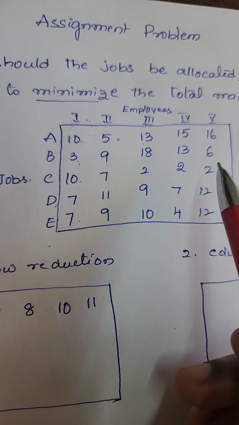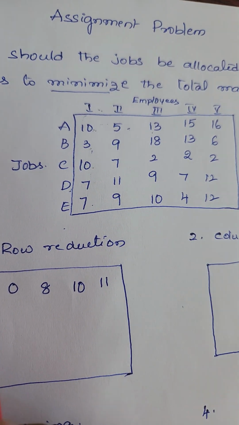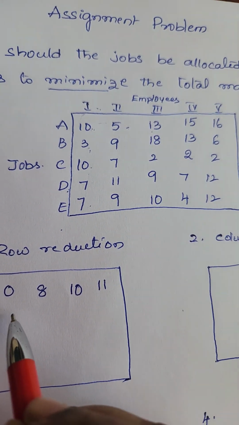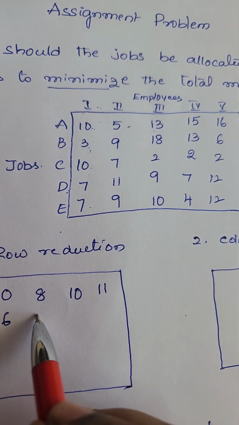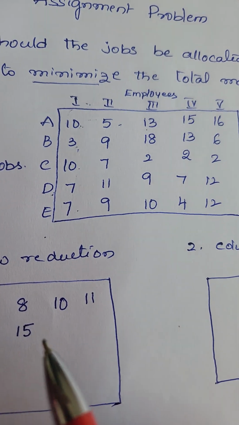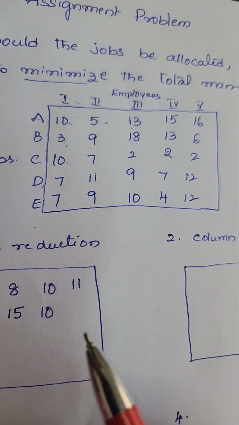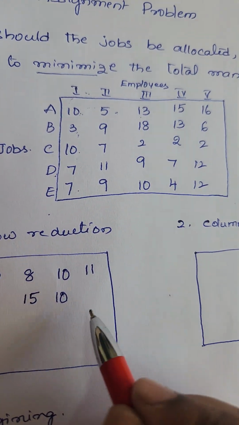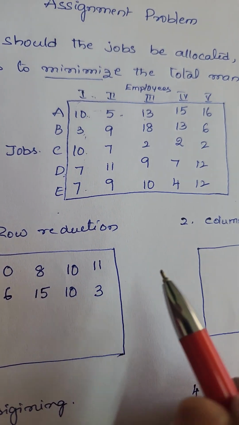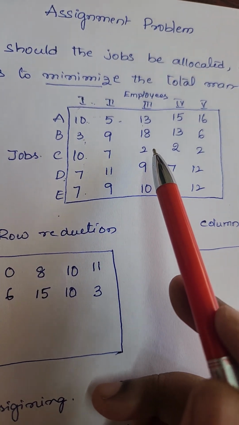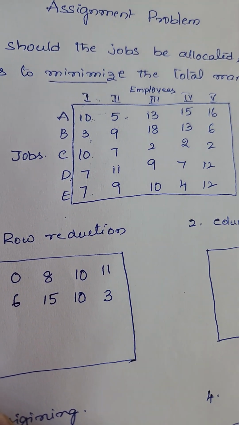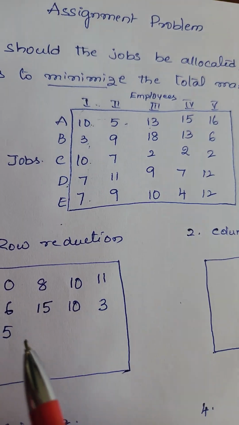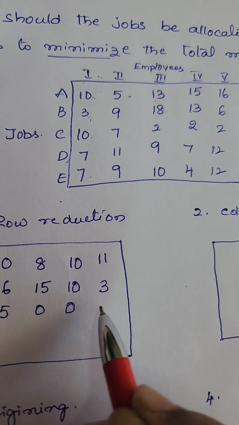So subtract 3 from all the elements in the second row. 3 minus 3, 0. 9 minus 3, 6. 18 minus 3, 15. 13 minus 3, 10. And 6 minus 3, 3. Third row, the least element is 2. So subtract 2 from the third row elements. 10 minus 2, 8. 7 minus 2, 5. 2 minus 2, 0. 0.